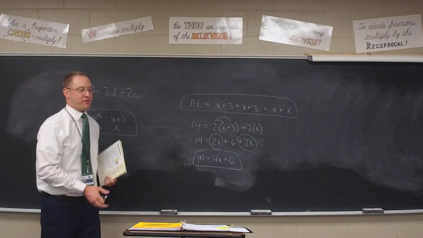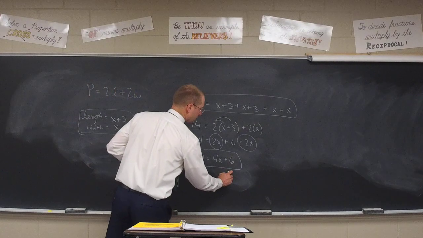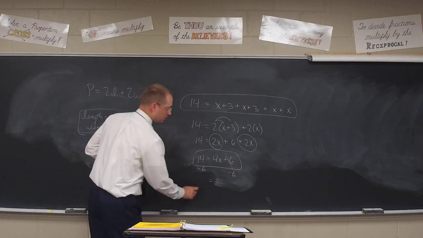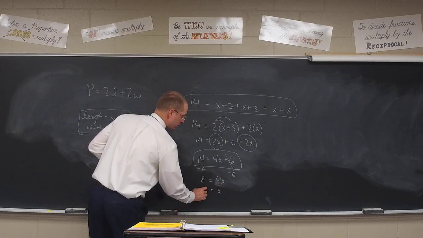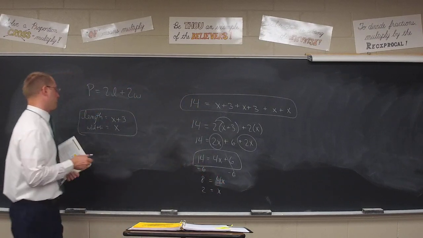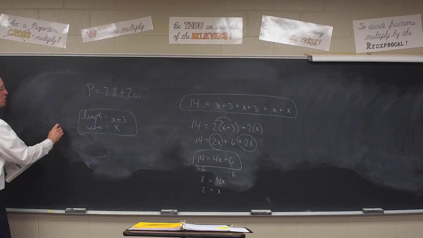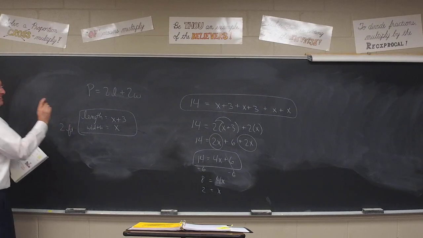All right, now we just got to finish it out, Luciana, talking through. So subtract 6 from both sides to get 8 equals 4x. And divide away the 4 to get X equals? 2. All right, so what's 2? X. Right, so what's 2? Oh, the width. The width is 2 feet. 2 feet.